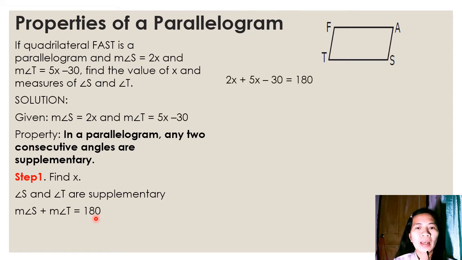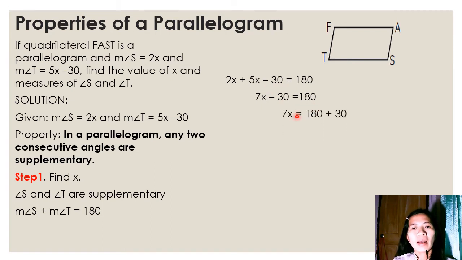Now we are going to put the value of the given equation. So we have measure of angle S is 2x and measure of angle T is equal to 5x minus 30. We are going to add these two equal to 180 degrees. Now simplify by combining like terms: 2x plus 5x equals 7x minus 30 equals 180 degrees.